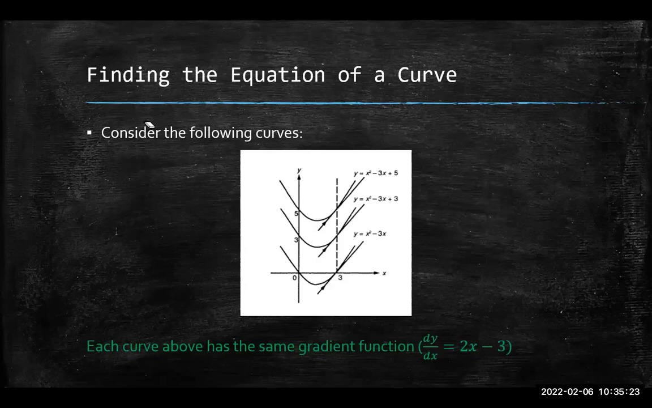Consider these 3 curves: number 1, number 2, number 3. Notice that the equation for the curve on top is y is equal to x squared minus 3x plus 5. The other one, y is equal to x squared minus 3x plus 3. And this one, y is equal to x squared minus 3x. If I gave you each one of these and asked you to differentiate each one, the gradient function for each curve is 2x minus 3.